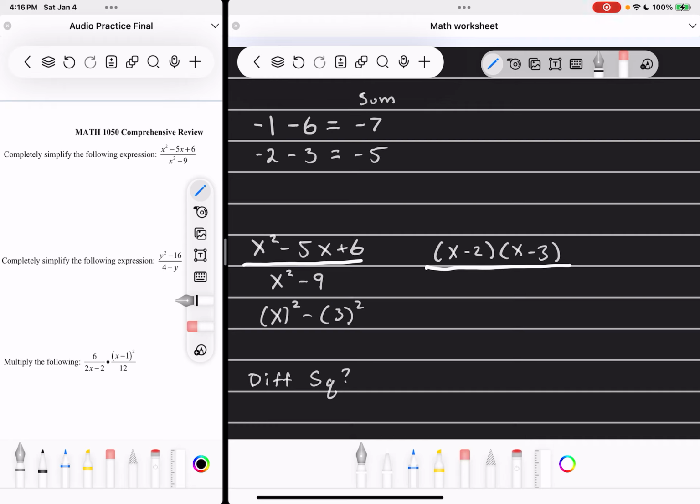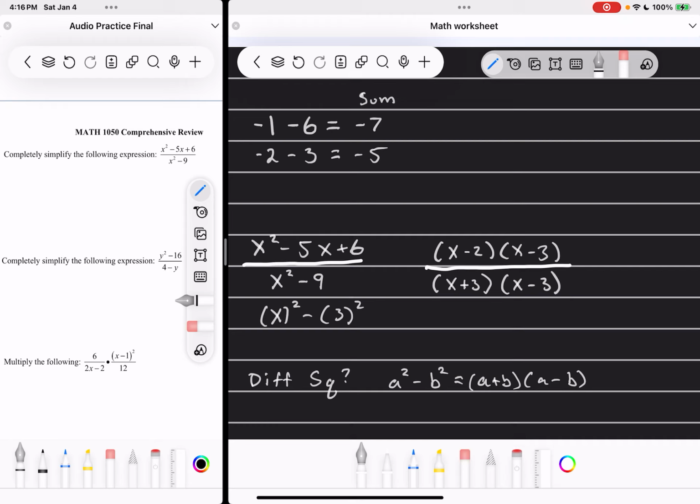Since both of these are squared, we're going to use a formula of a squared minus b squared equals a plus b, a minus b. In this case, our a is an x and our b is a 3. So we take a little shortcut. We just say x plus 3, x minus 3, and we're done.